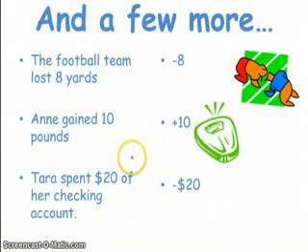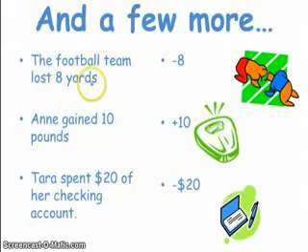And here are a few more examples. I know you boys love sports. The football team lost 8 yards. That means they will be at -8. Okay. And gained 10 pounds. Since she gained 10 pounds, she's adding more pounds, so that will be a positive integer, +10. And then we have Tara spent $20 of her checking account. She's not putting in money, she's spending it. That means she's taking the money out. So we will represent that by a negative integer.